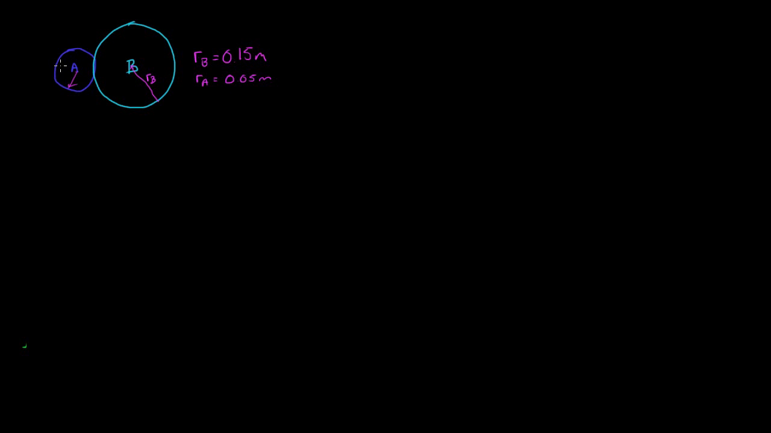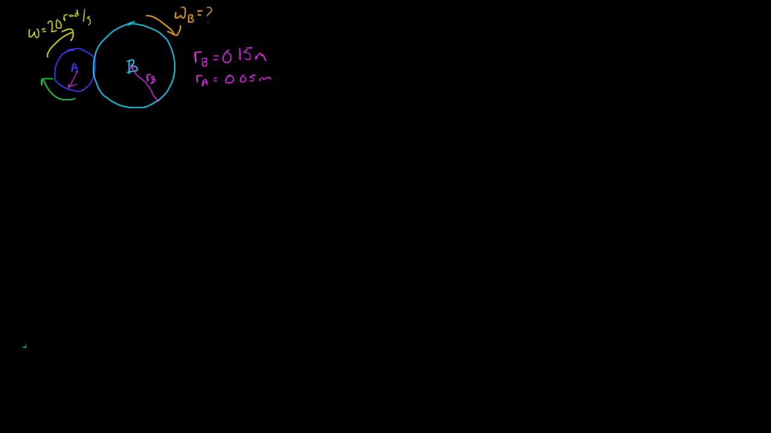Now we're going to say A has some angular velocity, and this angular velocity is going to be 20 radians per second, and it has an angular acceleration, which we'll define in a minute. What we're interested in is figuring out what the angular velocity of B is. So we want to figure this out.